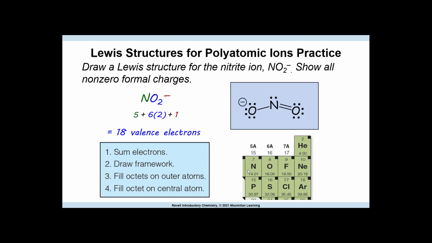Let's look at an example. Draw a Lewis structure for the nitrite ion. Show all non-zero formal charges. To solve this problem, we follow the steps laid out earlier.